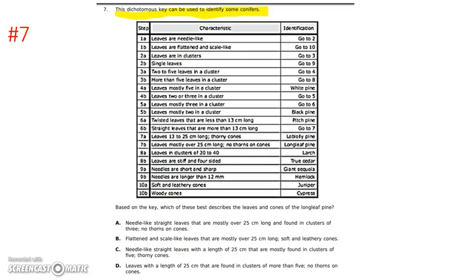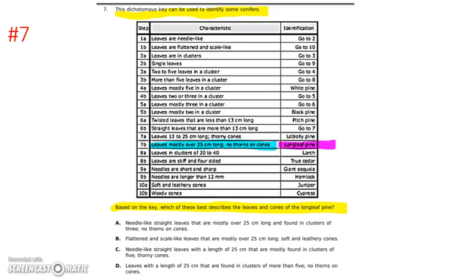Based on this key, which of these best describes the leaves and cones of the longleaf pine? So we are specifically looking at the longleaf pine in this question, okay? And what we're going to do here in order to see what descriptions lead us to the longleaf pine is we're going to have to go backwards. We're going to have to highlight all of the descriptions that led us there, double check, and then see which answer choice is best. So the longleaf pine falls under 7B.